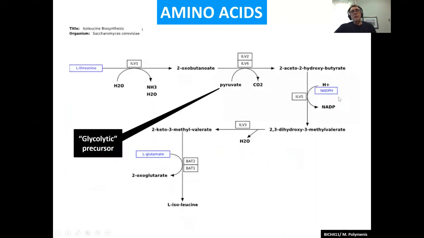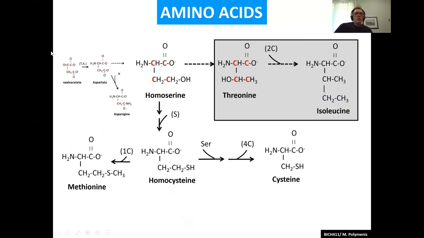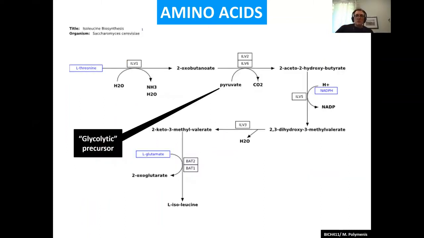The source is actually pyruvate. So here, making isoleucine, you have inputs both from the TCA cycle in the form of the 4-carbon unit, and pyruvate, which is a glycolytic product, right? So both the TCA cycle and glycolysis are needed to give you isoleucine. They serve as building blocks, I should say, the intermediates in the TCA cycle and glycolysis, to give you isoleucine.